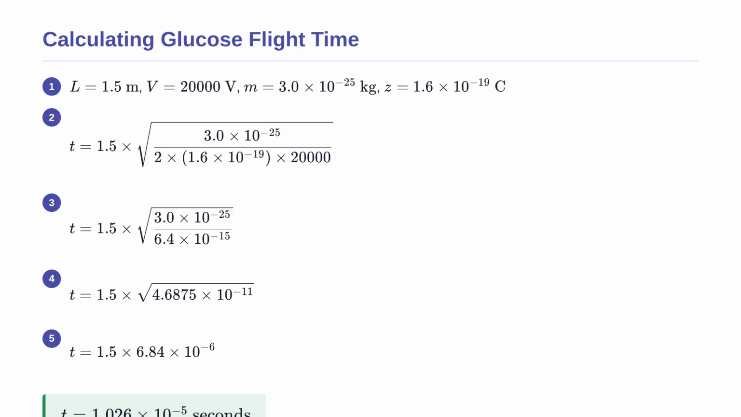First, we calculate the denominator by multiplying the charge and voltage, giving us the kinetic energy. Dividing the mass by this energy gives us the value inside the square root. Taking the square root and multiplying by the tube length gives our final answer. Physically, this means the glucose molecule hits the detector in about 10 microseconds.